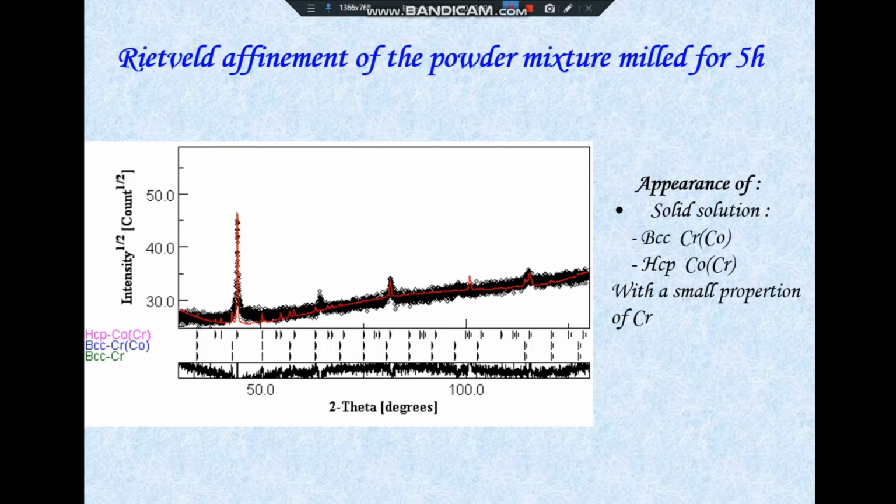We noticed there is appearance of a solid solution of cobalt in chromium with BCC structure and appearance of a solid solution of chromium in cobalt with HCP structure, with a small proportion of chromium that didn't react, as we can see here in the spectra shown in the photo. So we pass to the next.